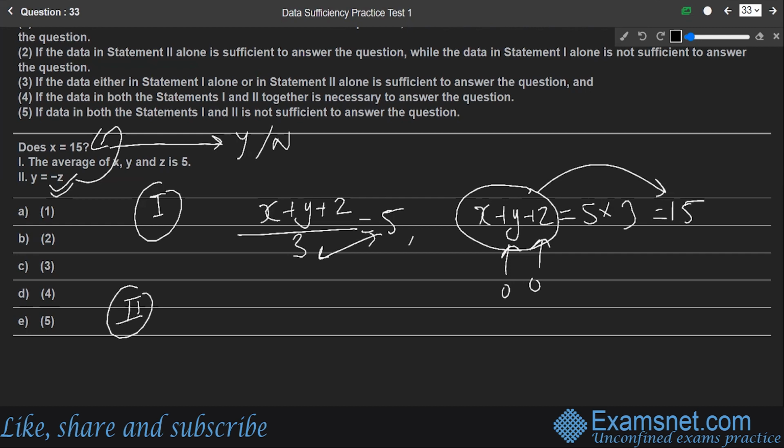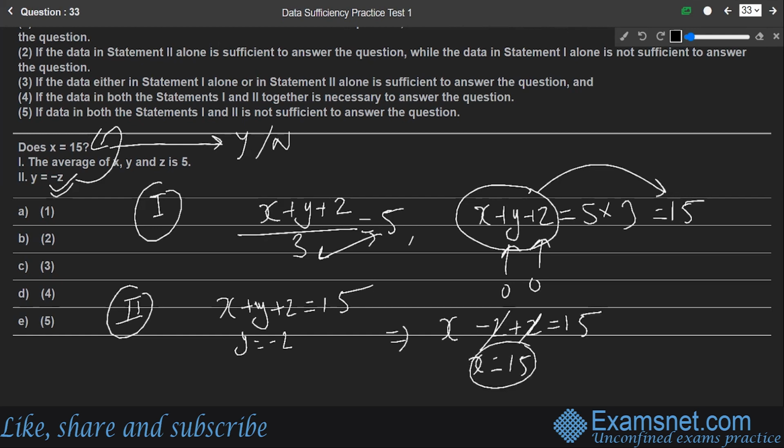If we combine both the statements together, the first statement said x plus y plus z is equal to 15. The second said y is equal to minus z. So if we replace y with minus z, what do we get? x minus z plus z is equal to 15. Minus z plus z get cancelled. So the x value comes out to be 15. So yes, by combining both pieces of information together, we get sufficient information to answer the question. That's why the data in both statements together is necessary. Option number D or 4 is the right answer.